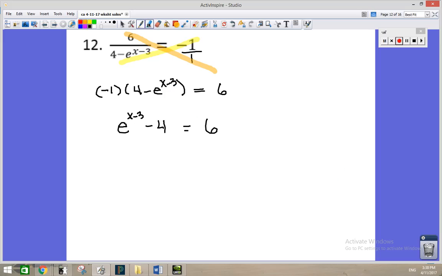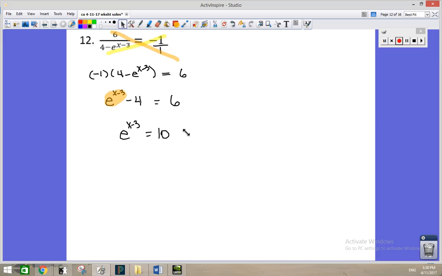So on the left-hand side, I have two terms. The term of interest that has my variable is that first term. So I need to isolate that term. I need to add 4 to each side of this equation. 6 plus 4 is 10. Well, now I'm kind of stuck.